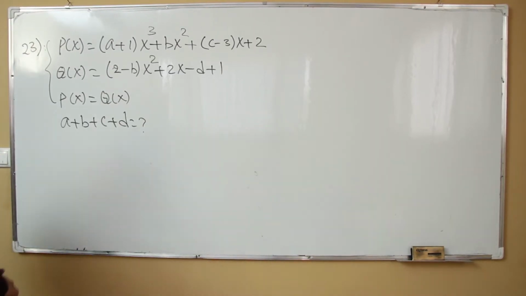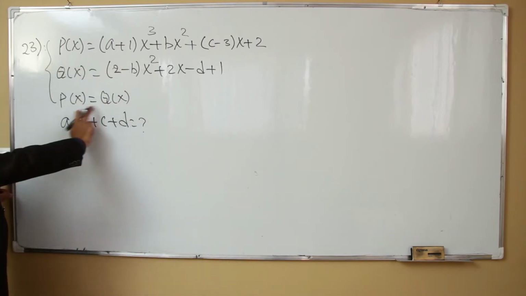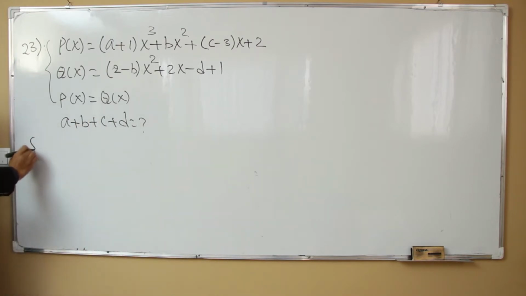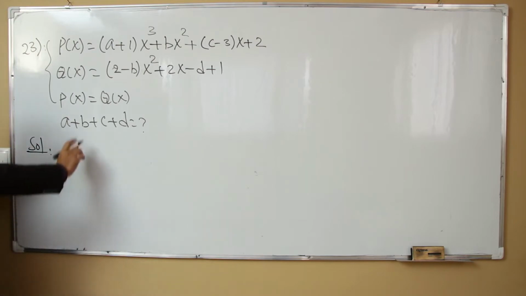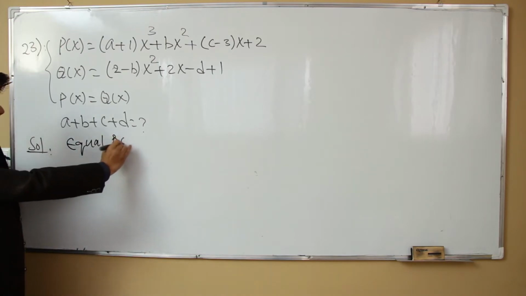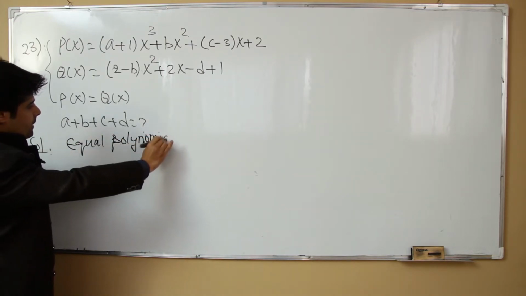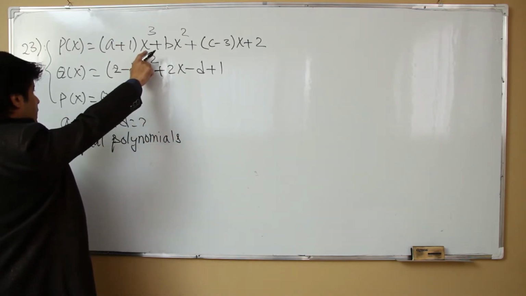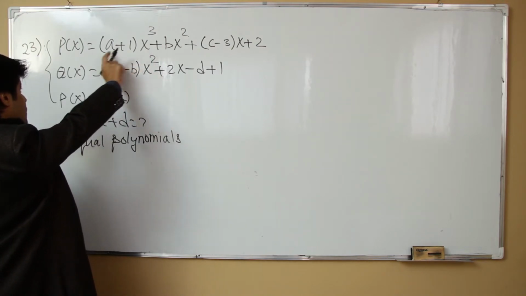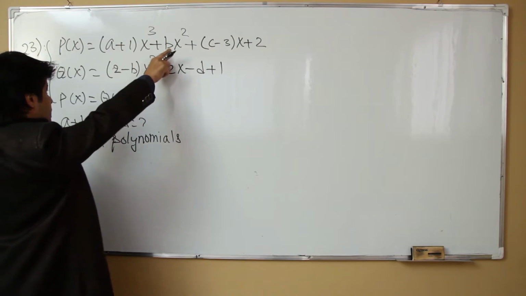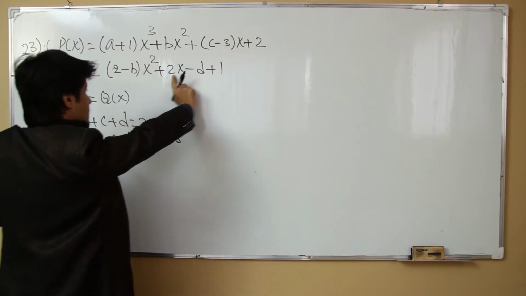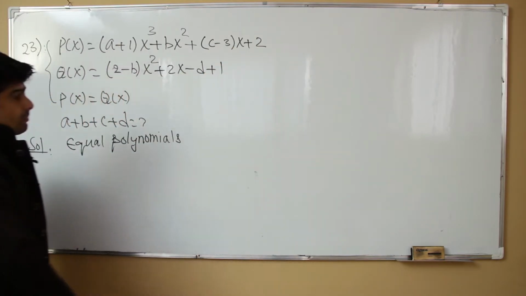Question number 23. Px is given, Qx is given, Px and Qx, they are equal. Now what is a plus b plus c plus d? How can you find it? It's very simple. When Px is equal to Qx, it means they are equal polynomials. In equal polynomials, the coefficients of the variables are the same. It means the coefficient with x cubed is the same, the x square with x square is the same, the x to the power 1 with x to the power 1 is the same, and the constant number with the constant number must be equal.